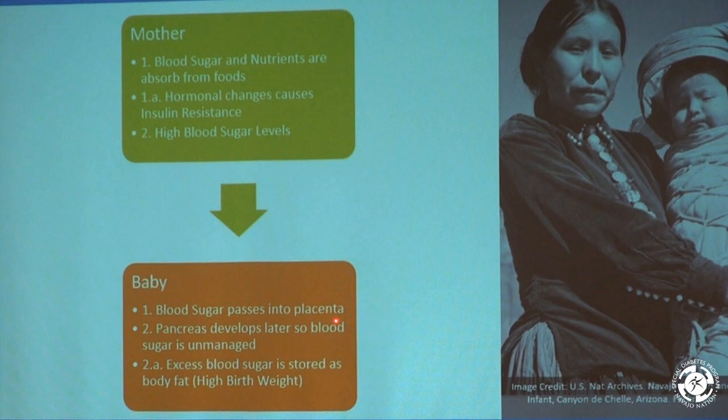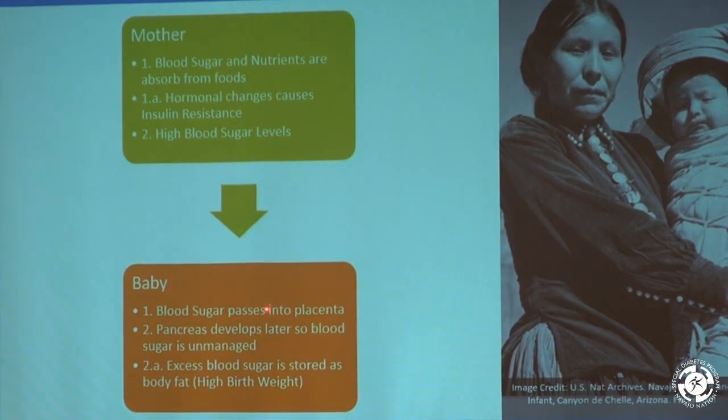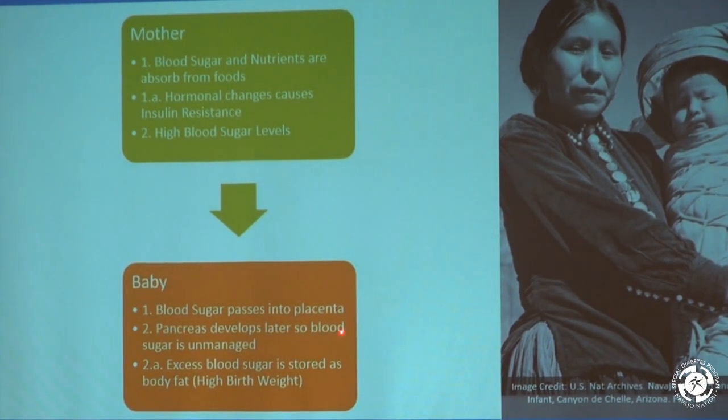Blood sugar nutrients are absorbed from the food. Hormonal changes cause insulin resistance and high blood sugar levels. This is why women that are pregnant end up being diagnosed with GDM, because usually during their pregnancy, their blood sugar levels go up. For the baby, blood sugar passes into the placenta. Pancreas develops later, so blood sugar is unmanaged. Excess blood sugar stored as body fat, so this is the high birth weight.